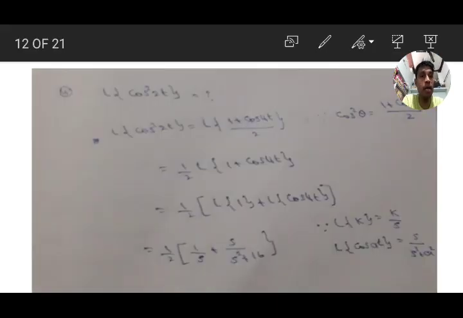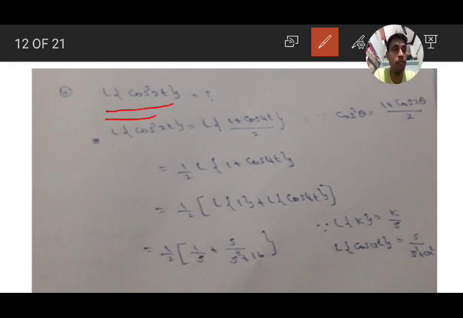Here, find the Laplace transform of cos square 2t. In the 8 basic formulas, we don't have the formula for cos square 2t. We have formulas for e to the power of at, e to the power of minus at, sin at, cos at, sinh of at, cosh of at, t to the power of n, k. These are only 8 basic formulas. But we have here cos square 2t.